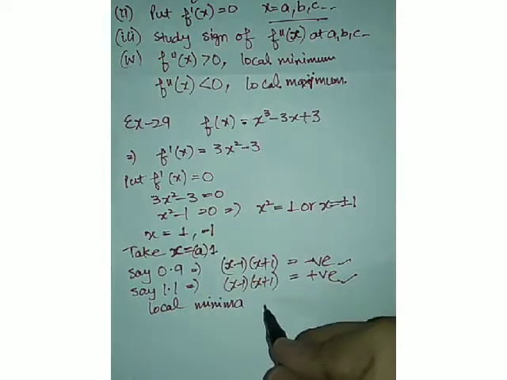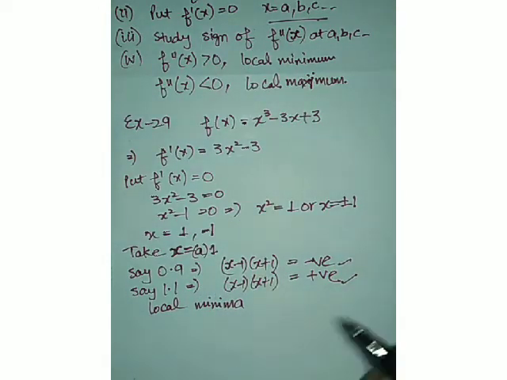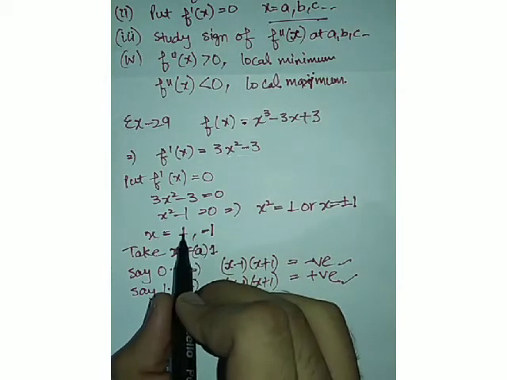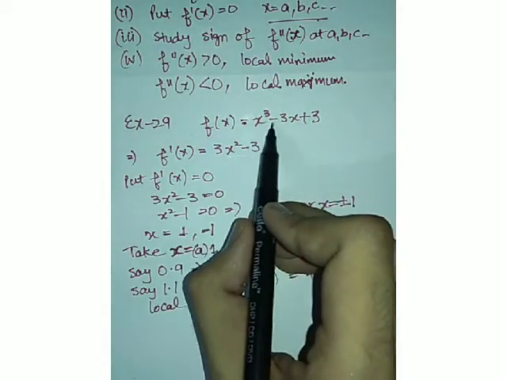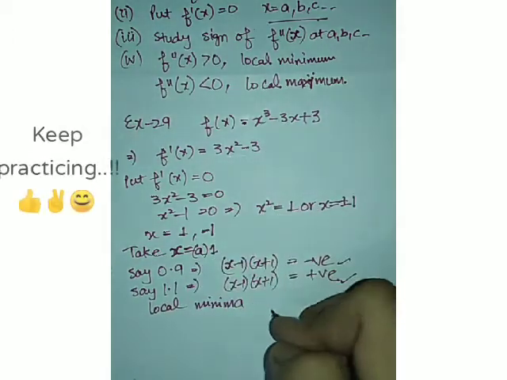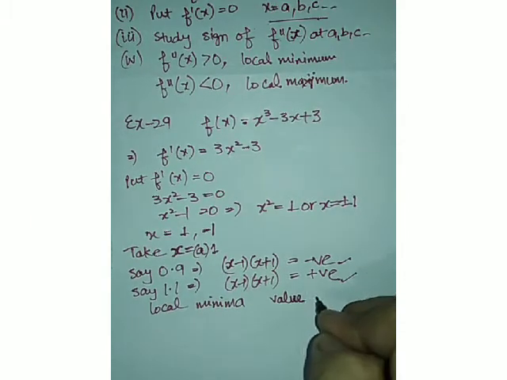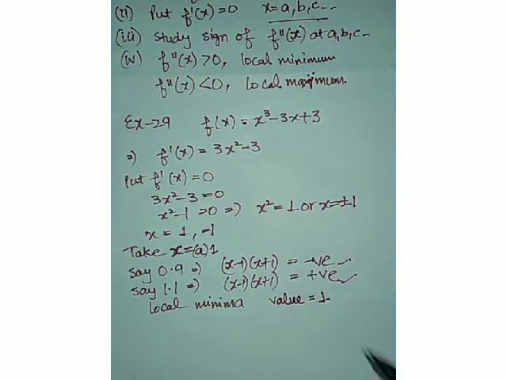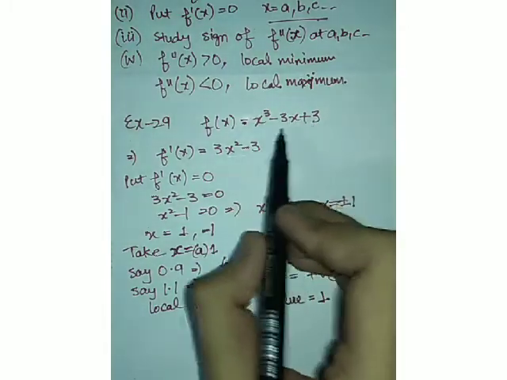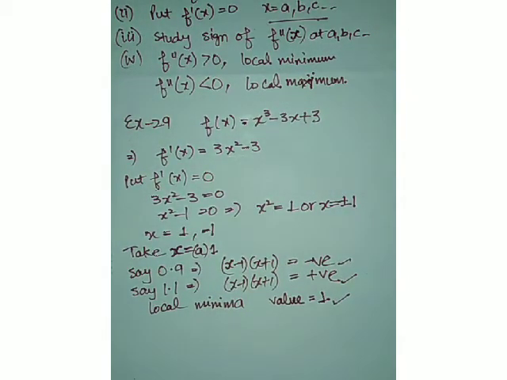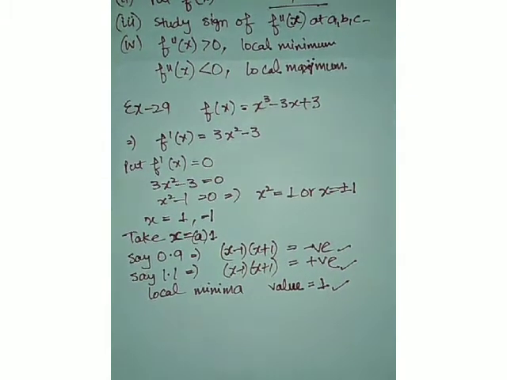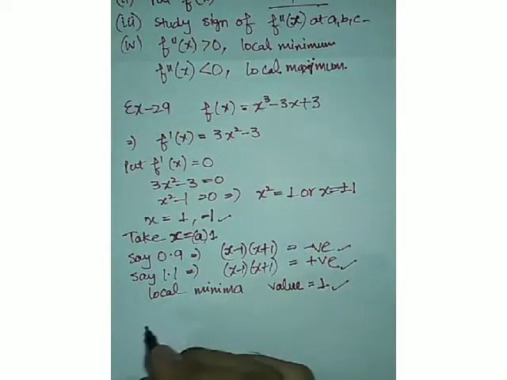Now 1 is a point of local minima, and what will be the local minimum value? Substitute 1 in the function. 1 minus 3 is minus 2, plus 3 is 1, and the local minimum value is 1. So we have found the local minima as well as the local minimum value. So now let's take the point -1.